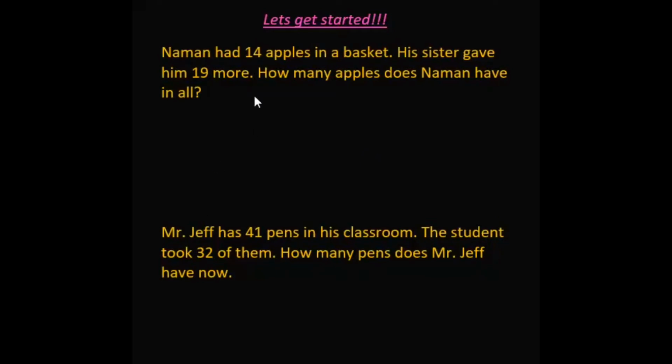We have two word problems here, and I'm going to read both of them out right now. Naman had 14 apples in a basket. His sister gave him 19 more. How many apples does Naman have in all? So let's start off with some drawings.